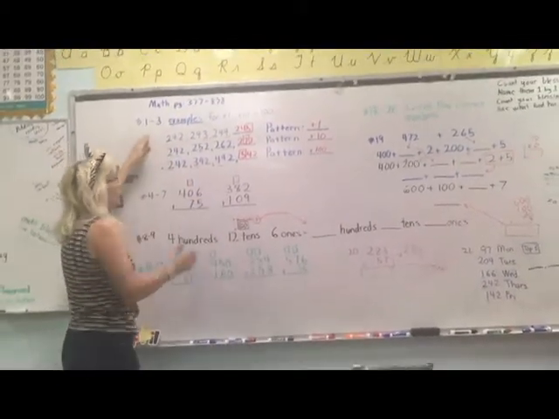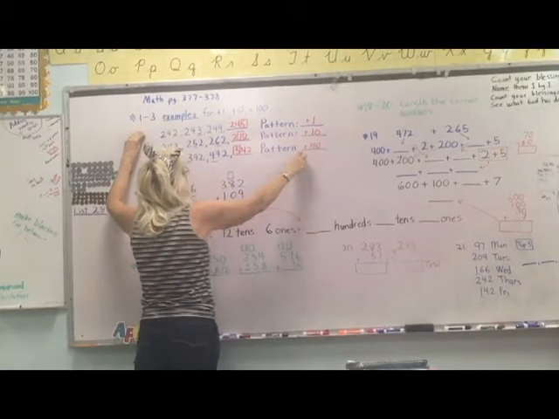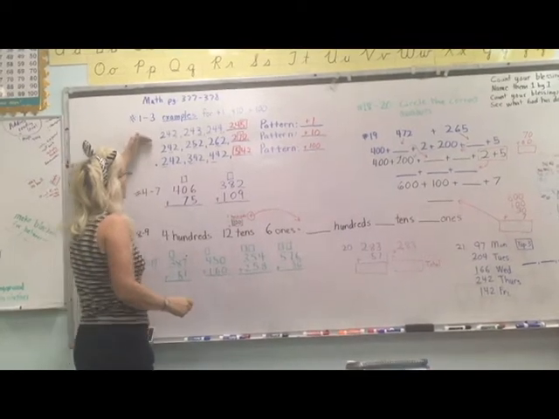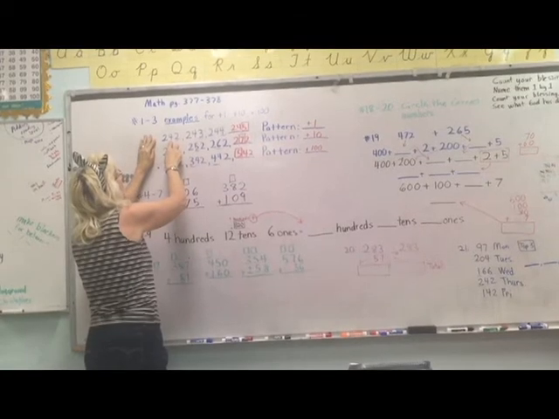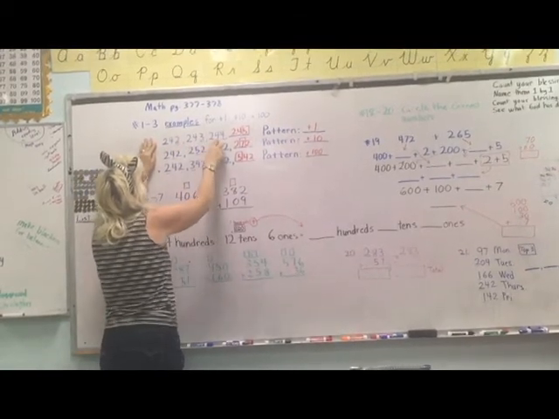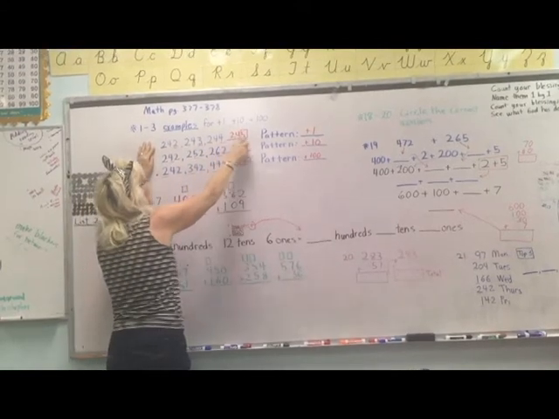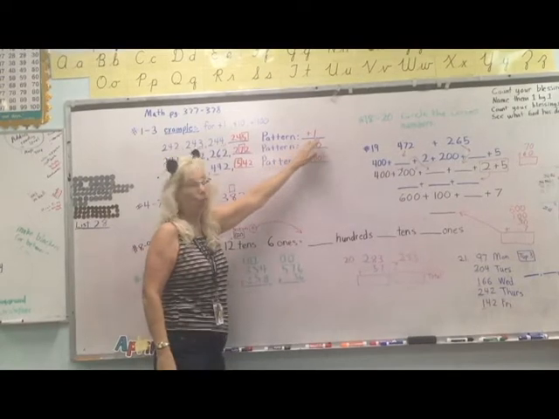Right now, the first part is talking about the pattern of +1, +10, and +100. We have three different groups right here. In the first one, we'll look at the hundreds. They're all the same. The tens are all the same, 4, 4, 4. But when you look at the ones, you have 2, 3, 4. The next number would be 5, so we know the pattern is +1.